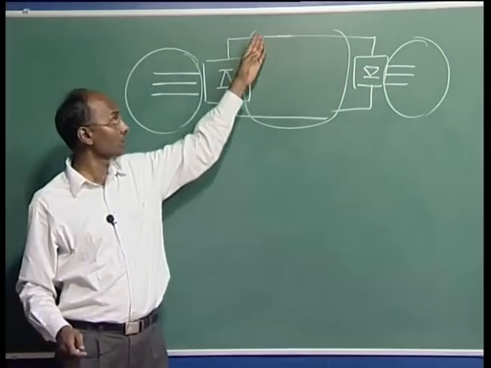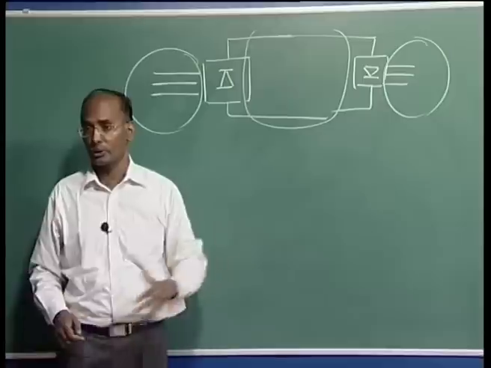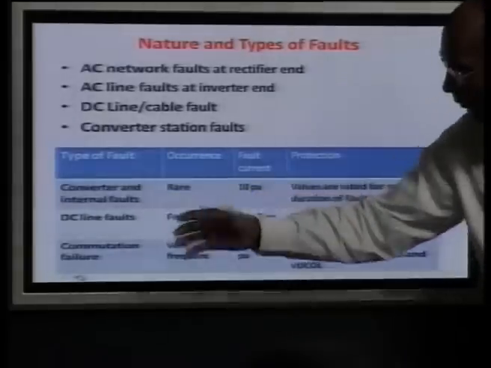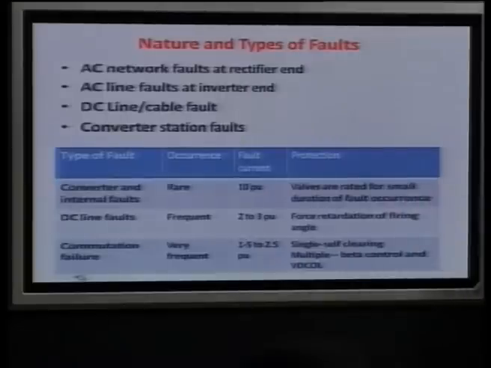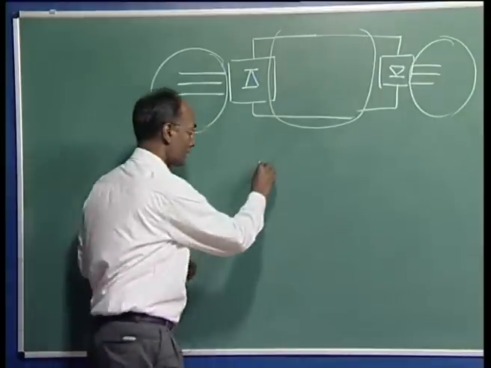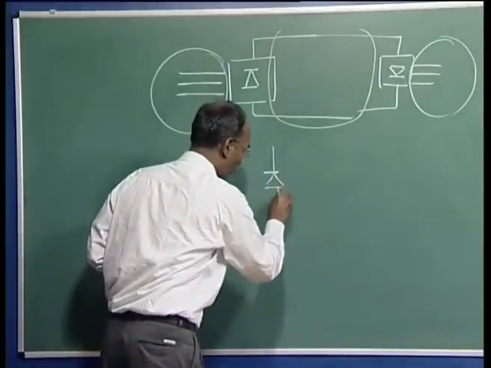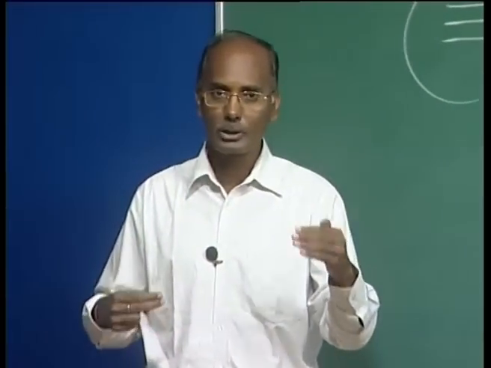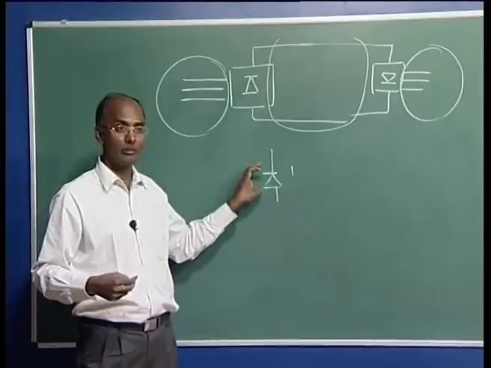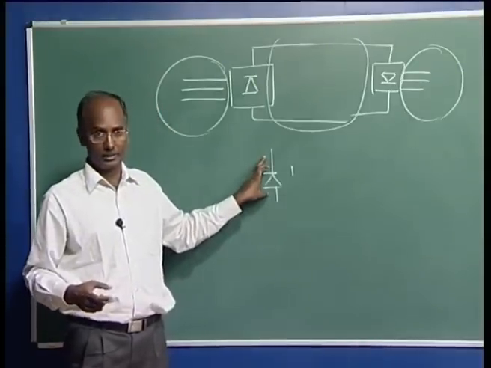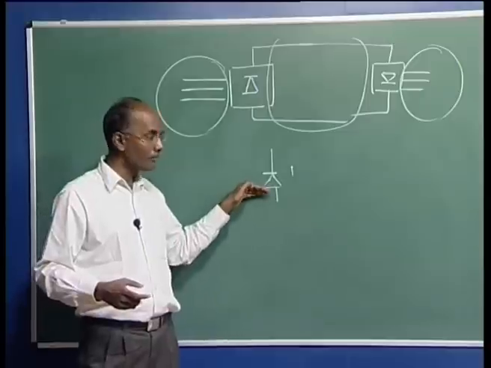If this voltage has gone down very little, current may exceed, or vice versa. So, you can see here the converter and internal faults are rare, no doubt, because we have so many safety factors. For example, this valve basically consists of several thyristors, several GTOs. They are in series as well as parallel combination to sustain the proper voltage and the proper current. And also we give some safety margin here.